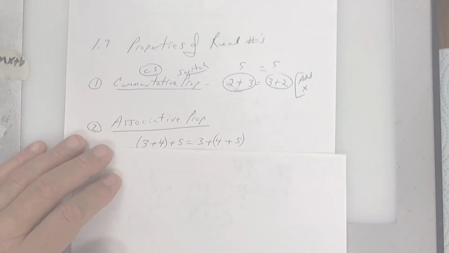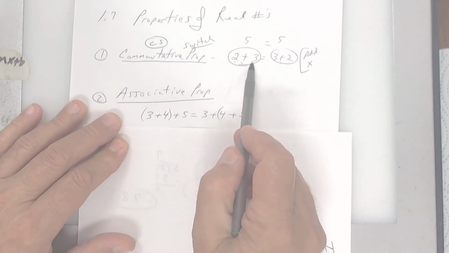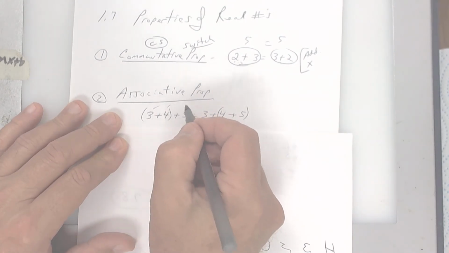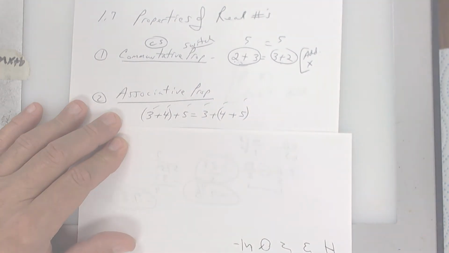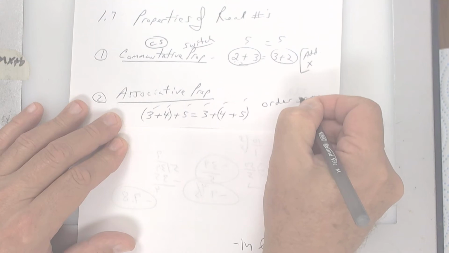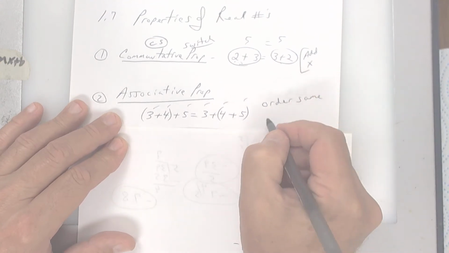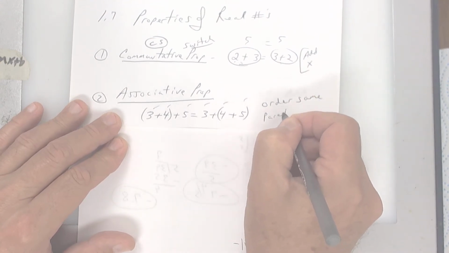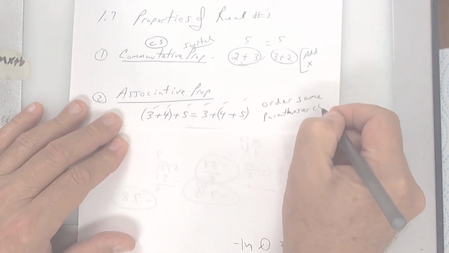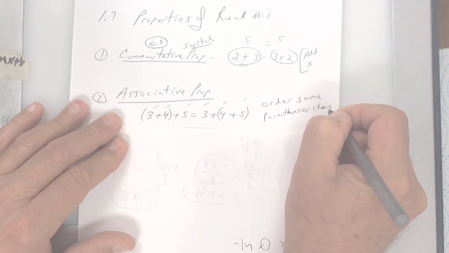Associative, the order stays the same. You see how this order changes, switches? But here it stays the same. 3, 4, 5, 3, 4, 5. So the order is the same, but the parentheses change. Okay? So let's talk about that.